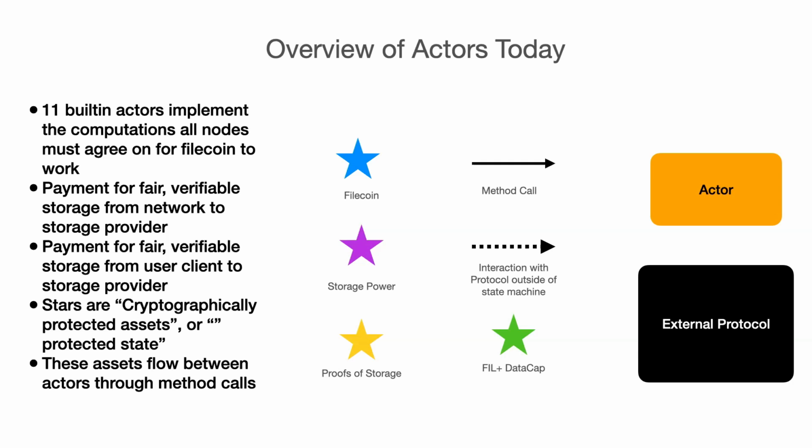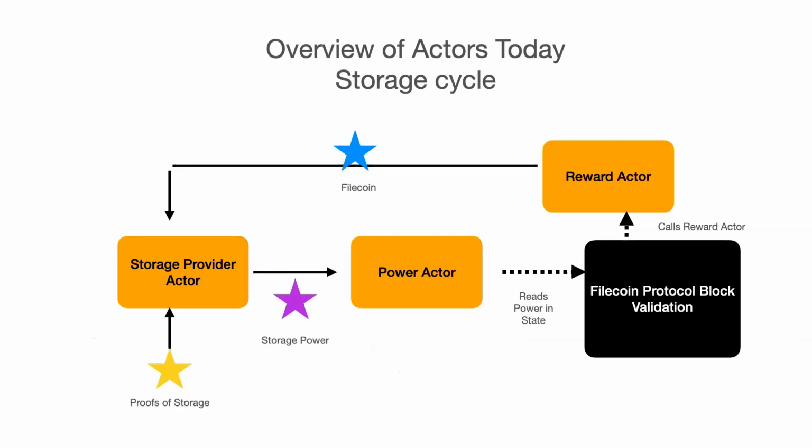So I'm using these little stars to represent these protected assets on the Filecoin blockchain, basically special state which gets passed around. And the flows of these different states are nice for understanding the system at a very high level. And there is some interaction with the external protocol, so I can call that out there. But let me just show you, this is a very simplified version of what the Filecoin actors are doing.